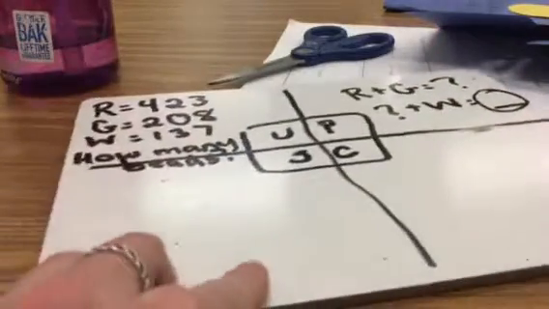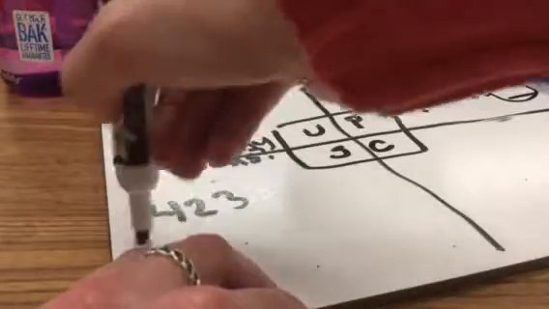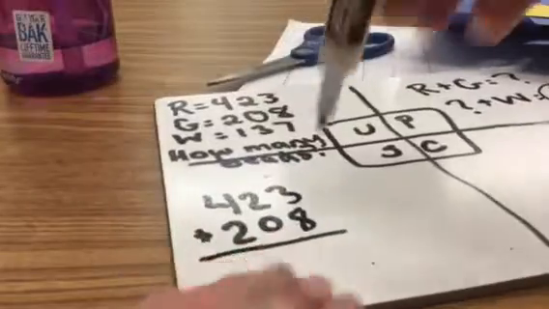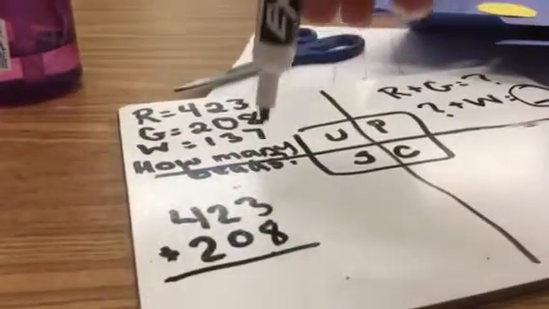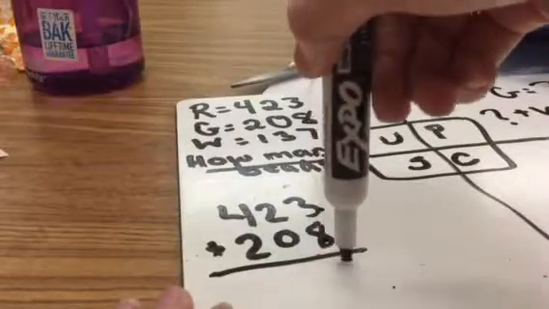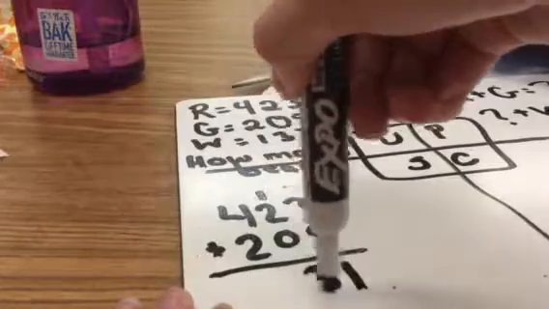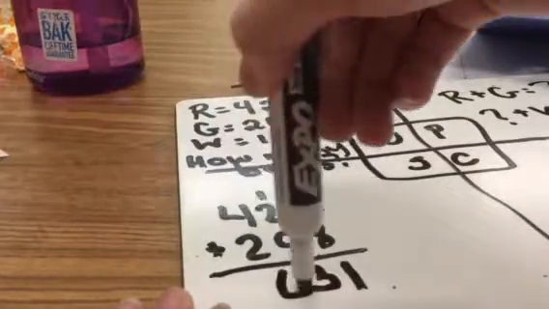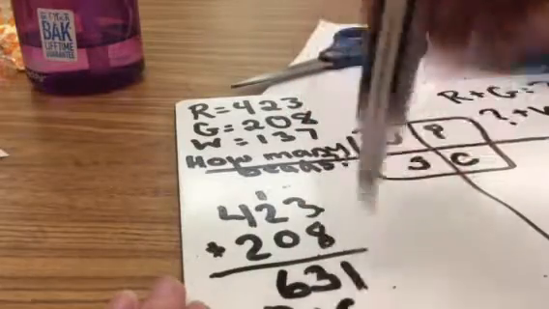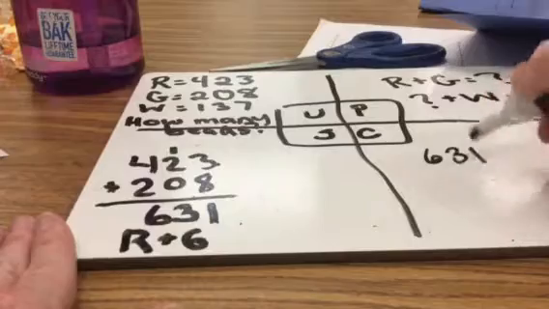Okay, so red plus green, 423 plus 208. If I'm adding, I don't need to be circling. 3 plus 8 is 11, so I'm going to put the ones, carry my 10. 1 plus 2 is 3. 4 plus 2 is 6. So this is 603 between the red and the green. I'm going to check it to make sure I added correctly.